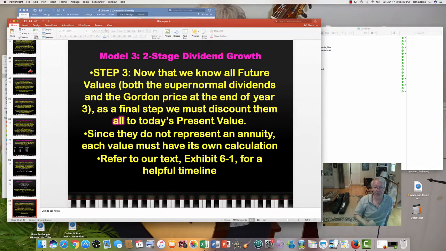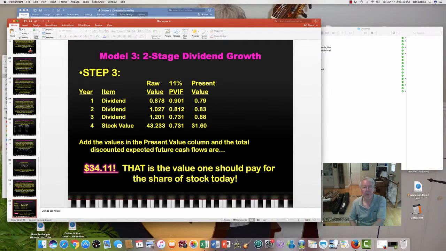Read this carefully, friends. All right, now I bring them all to today's value. These are not annuities. This is not an annuity. The numbers are all different. So I'm going to have to do all separate calculations. Go to Exhibit 6.1 in the text for an illustration. Okay? You'll see a timeline there. Here's how you math it out.